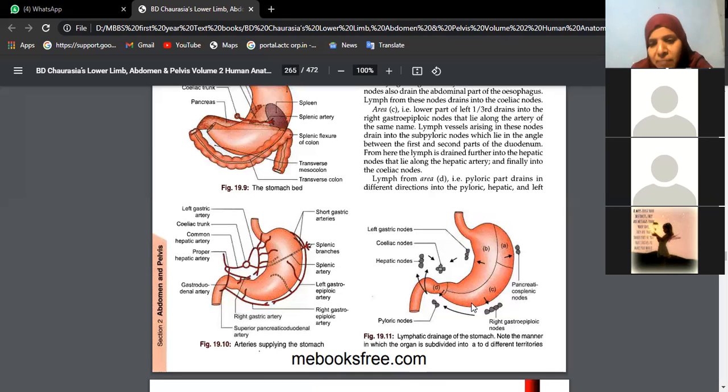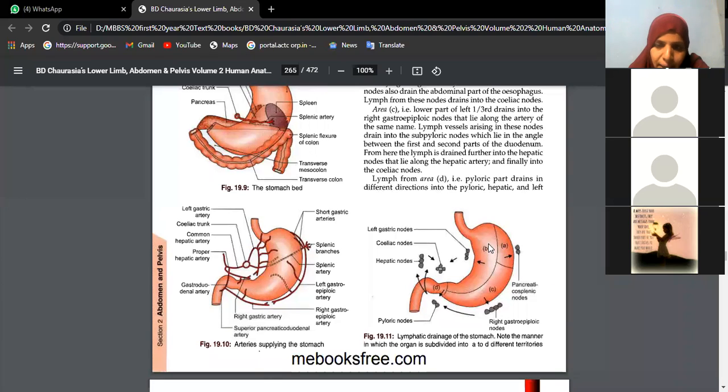When you talk about lymphatic drainage, we divide the stomach into four components A, B, C, D. You can see here. The part near the fundus and the greater curvature, area A, outer half, is draining into pancreatico-splenic nodes. Always follow the lymphatic drainage in this direction and come back to celiac nodes. From pancreatico-splenic, it goes to right gastroepiploic, then to pyloric, then to hepatic. Finally, the whole lymph is going to celiac nodes.